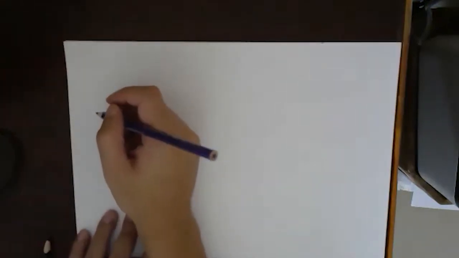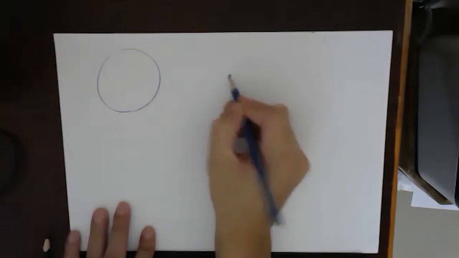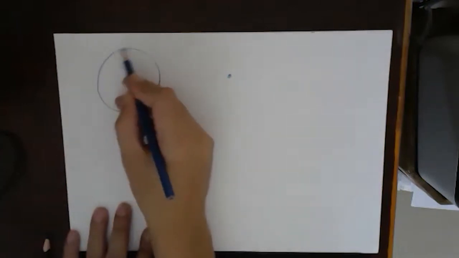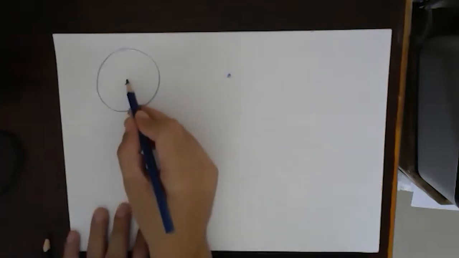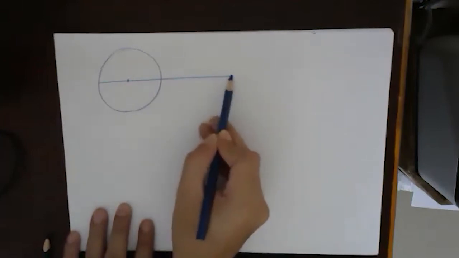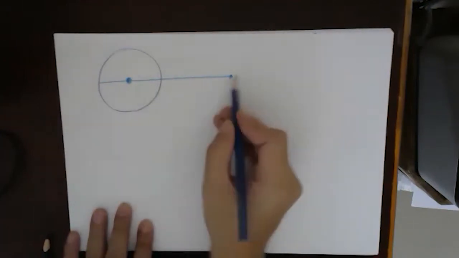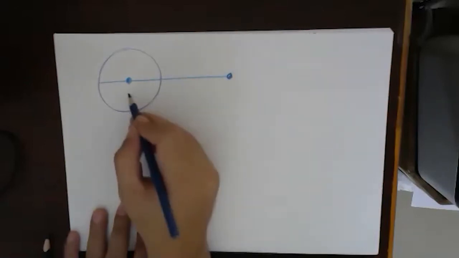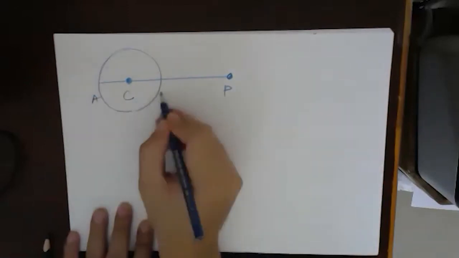Now the question is based on the concept that suppose a circle is given and an external point is given. Then what will be the maximum and minimum distance of this point from this circle? Suppose this was the center of the circle. I will join these two points, the center of the circle and the point given to us. This is C, this is P, and suppose this is A, this is B.